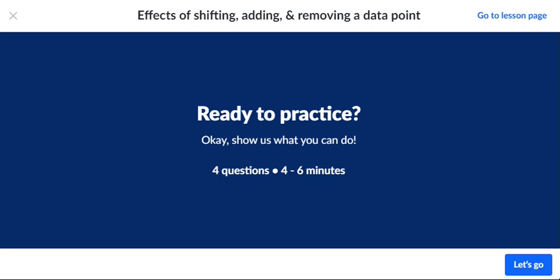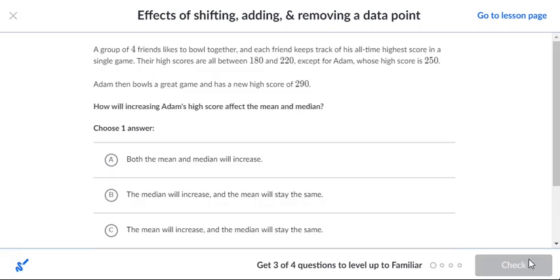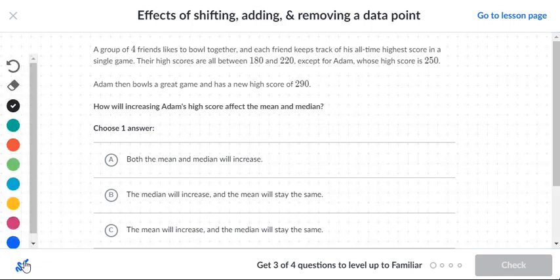Data sets and distribution: effects of shifting, adding, and removing a data point. A group of four friends likes to bowl together, and each friend keeps track of his all-time high score in a single game. Their high scores are between 180 and 220, except for Adam, whose high score is 250. Adam then bowls a great game and has a new score of 290. How will the increase in Adam's high score affect the median and the mode?